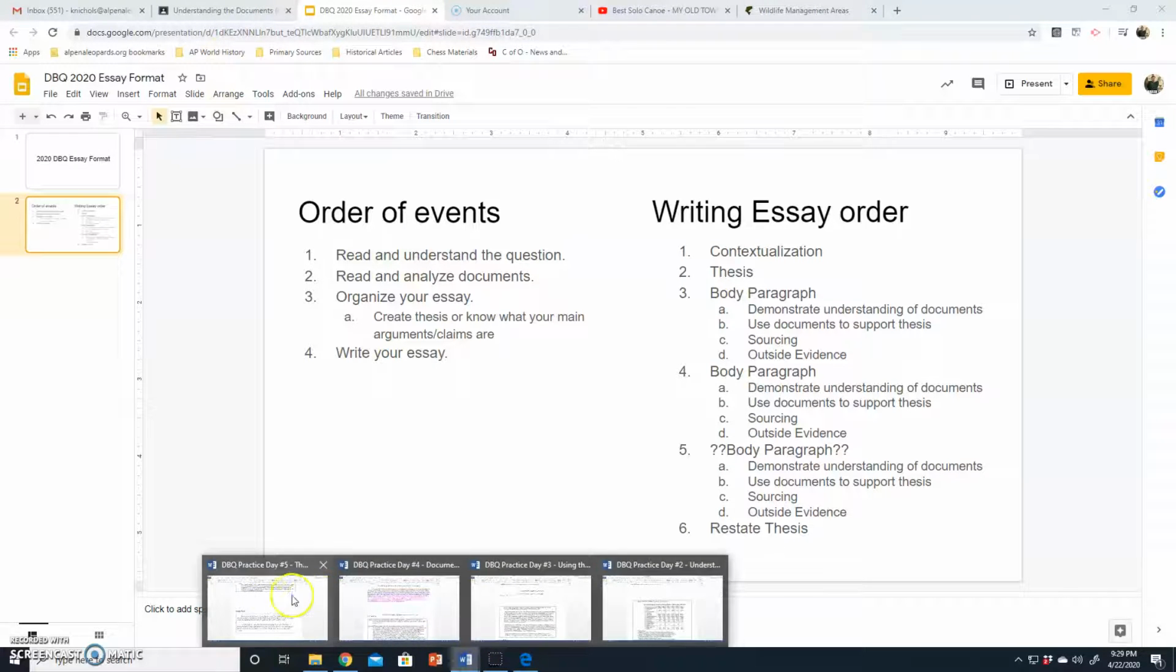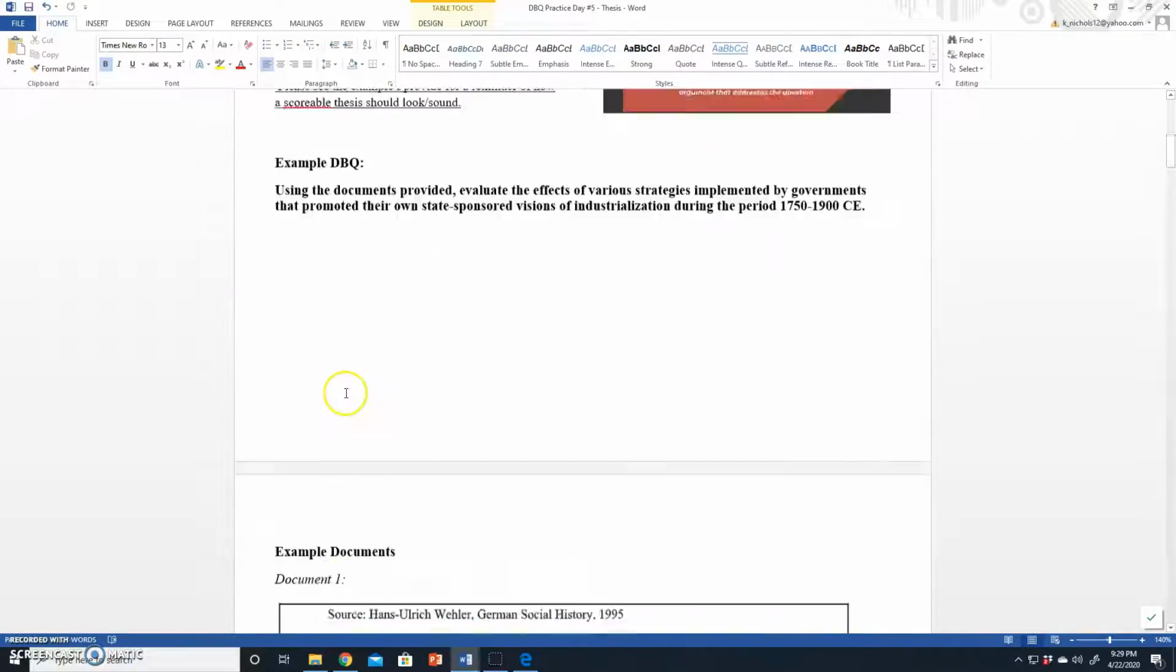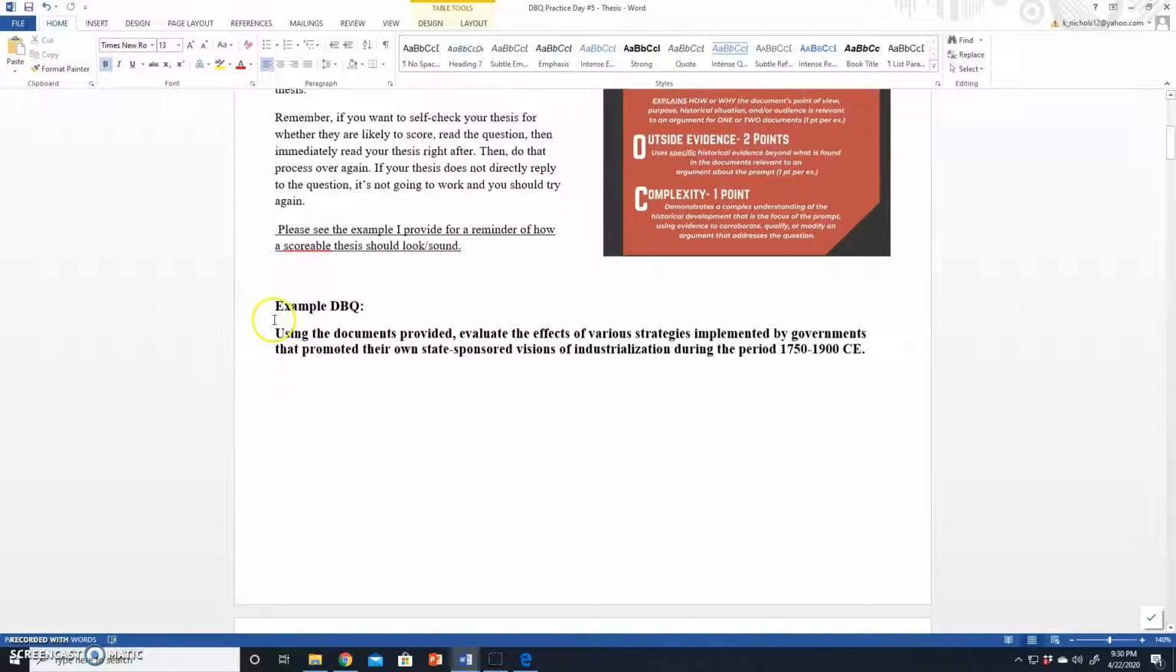Okay, so let's get down to doing this thesis. This is the document. This is the example DBQ that I've been going over on the first 2 videos. Basically, what do you have to do? You have to read and understand the question in order to do this well. So I'm going to read the question.